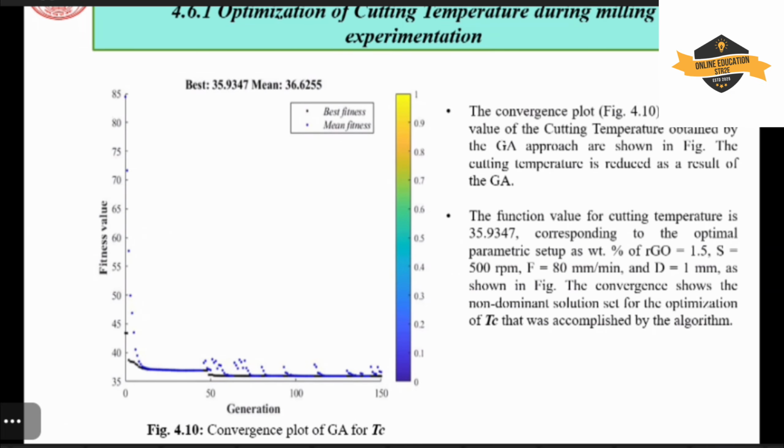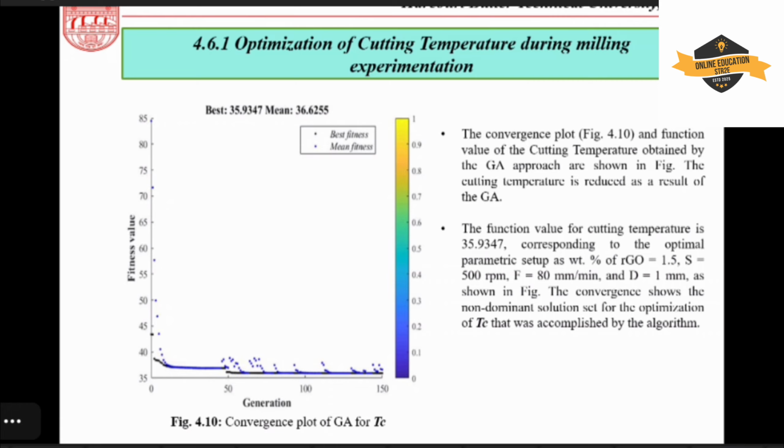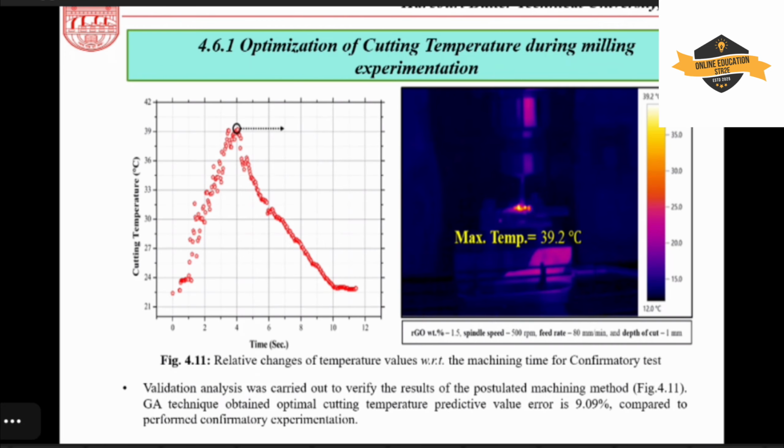Here we have achieved the optimal parameter setting: 1.5 weight percentage shows satisfactory results in this machining process also. Previously, we also achieved the best result with graphene oxide in this CFRP, and during the machining or milling process we have achieved this as well. This one is also validated through the optimization technique, that is GA.